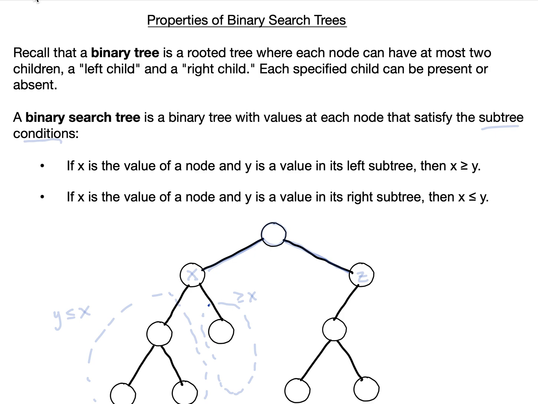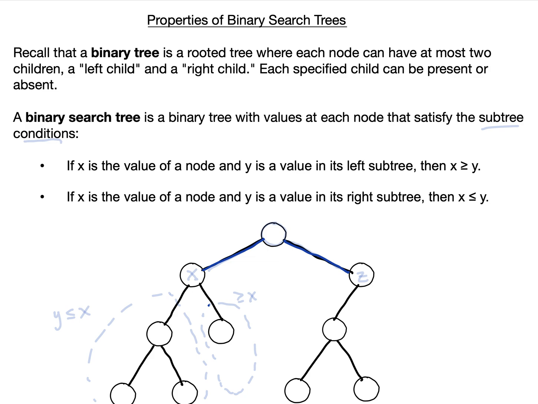In this video, I wanted to discuss the definition of a binary search tree and a few examples and non-examples of binary search trees. So recall that a binary tree is a rooted tree where each node or vertex can have at most two children, a left child and a right child. So any vertex can have at most two children, and each specified child can be present or absent.